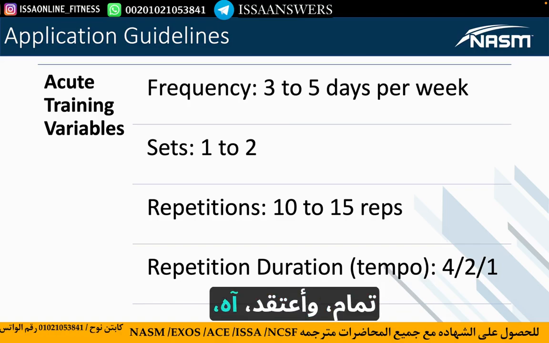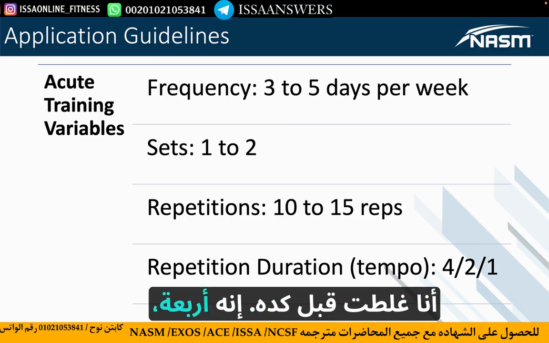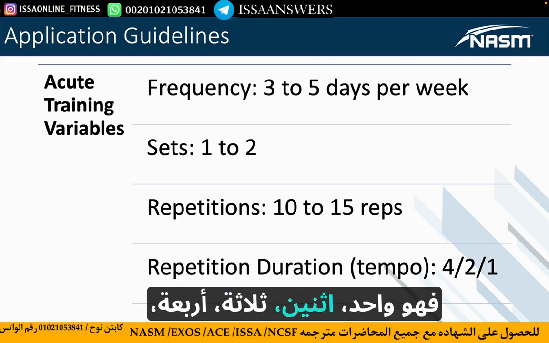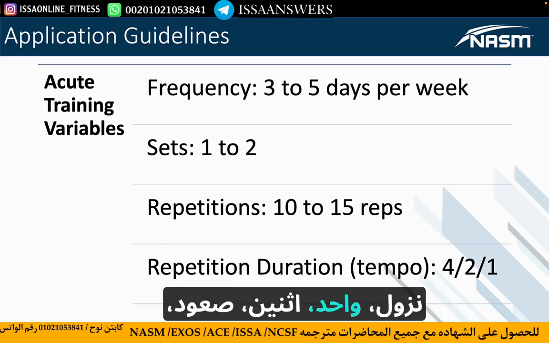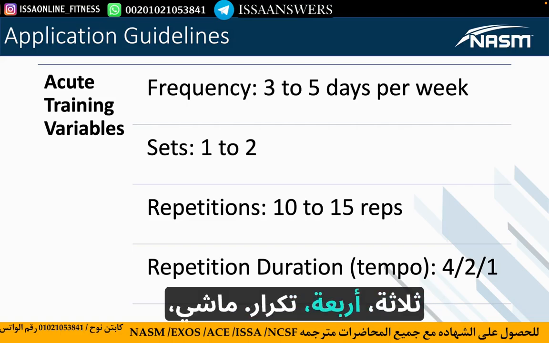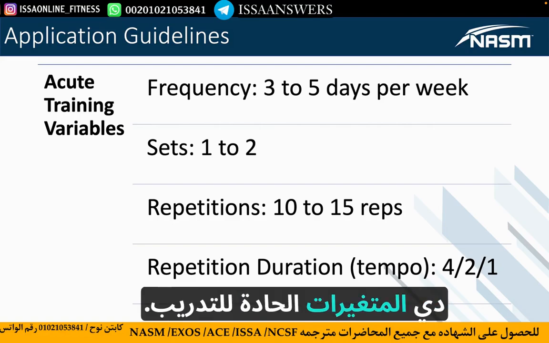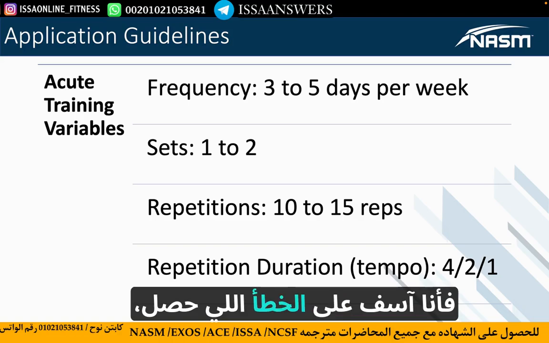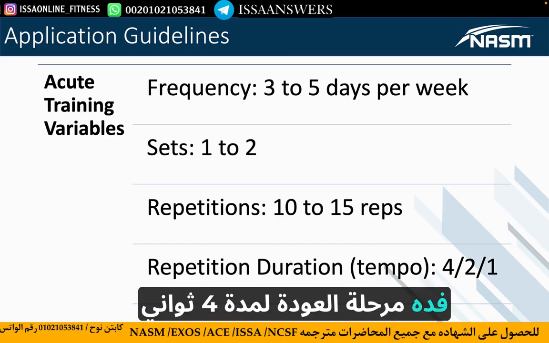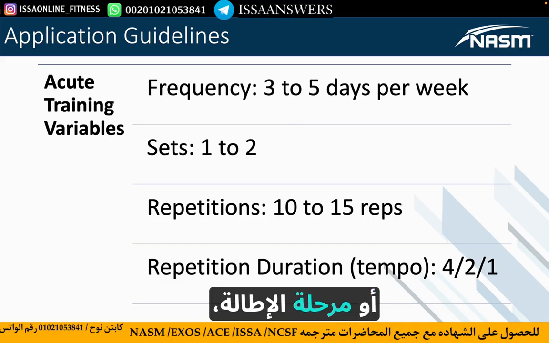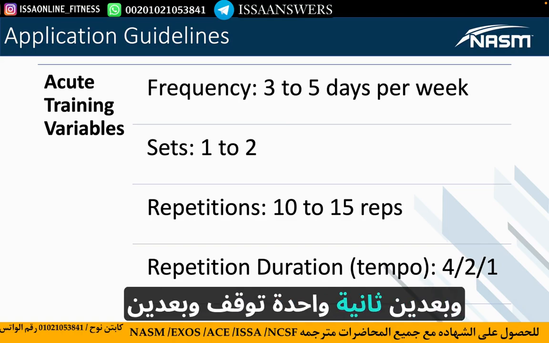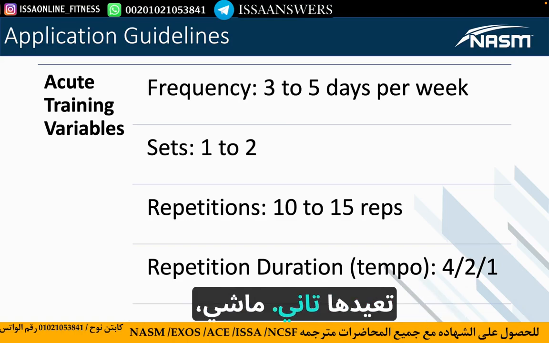All right. And I think I misspoke previously. It's 4-2-1. 4 eccentric, 2 concentric, 1 second pause. So it's 1, 2, 3, 4 down, 1, 2 up, 1 second pause, 1, 2, 3, 4. Repeat. Okay. That's the acute training variables. So I apologize for misspeaking there, but I forgot that the 4-2-1 is the eccentric, concentric, pause. Okay. So it's a 4 second return phase or lengthening phase, 2 second concentric phase or the prime mover phase, and then 1 second of pause and then restart it again. Okay.